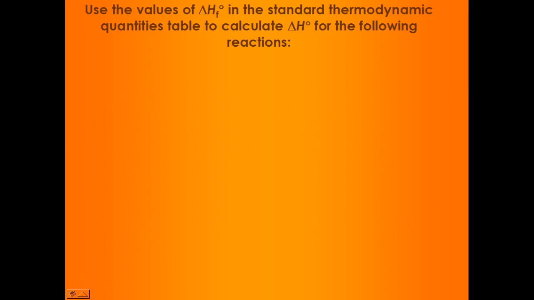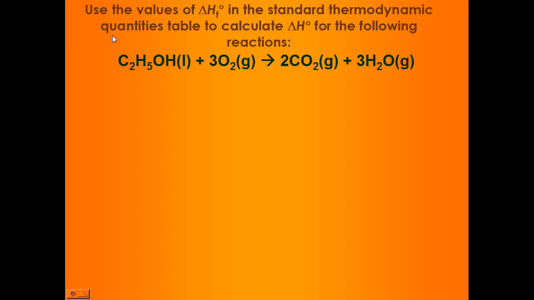So it says use the values of delta H of formation, and I know yours says Appendix L. I'm referring to that table we just showed you to calculate delta H for the following reaction. Sorry about the plural. Ethanol is going to be combusted in the presence of oxygen to make 2 CO2s and 3 H2Os as a gas. So we're going to go over to that chart.